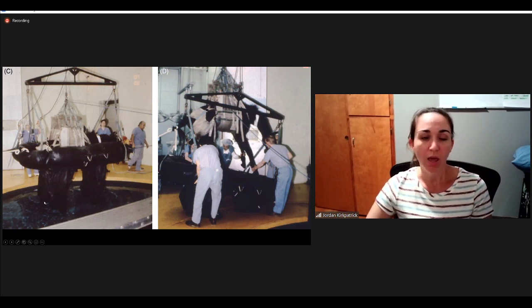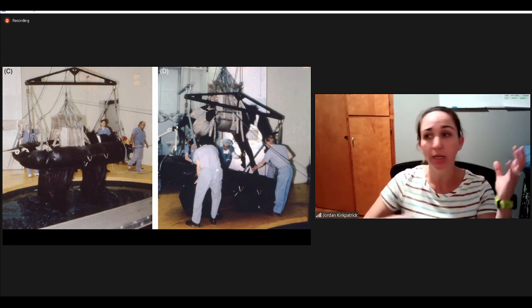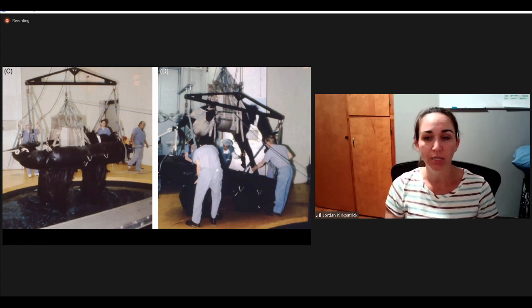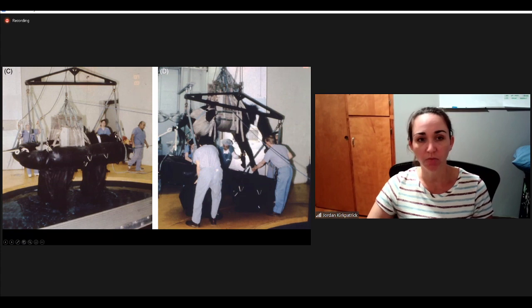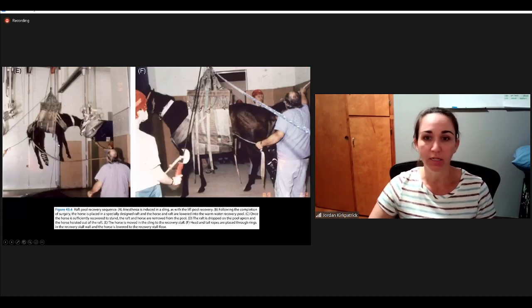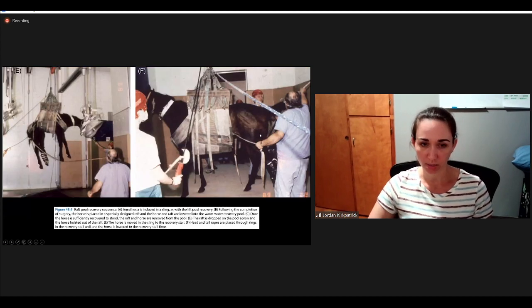The theory behind the pool recovery system is if the horse starts panicking and thrashing and throwing their legs around, they can't hit a wall or anything because they're in a pool. So it's a softer area for them to come out of the anesthesia. And then for the University of Pennsylvania system, the horses are lightly re-anesthetized. They can be taken out of the raft and then hoisted into a recovery stall where they can then stand.